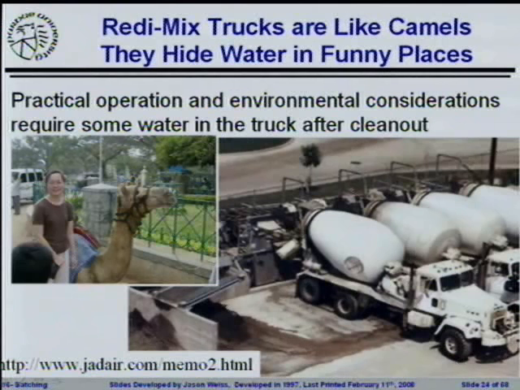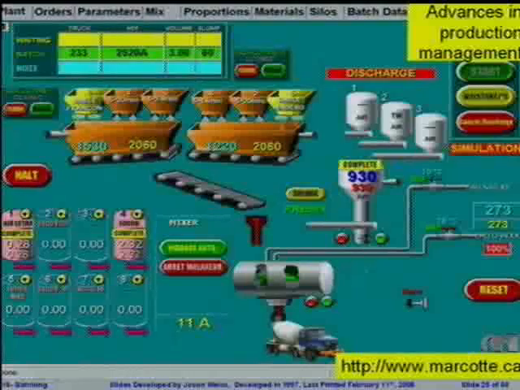I will talk about the idea that trucks are kind of like camels. They will hide water in very funny places. When you are washing out the truck, you will frequently see that we will actually have quite a bit of water that will typically be in the truck even after clean out, and that's something that you need to take account of somehow in the overall process.